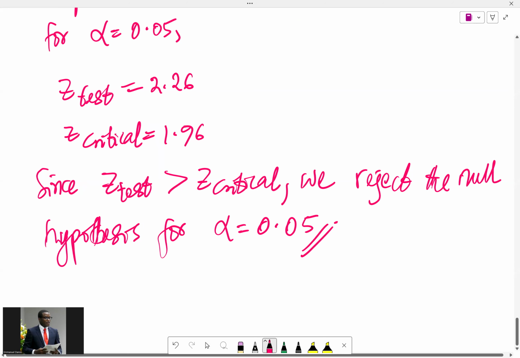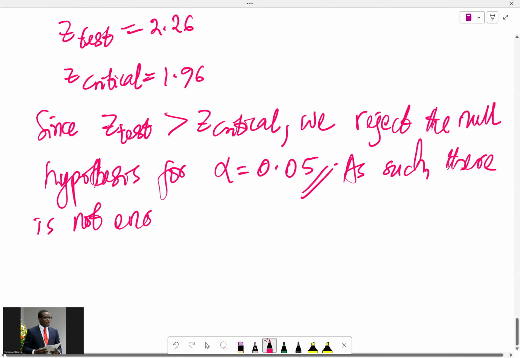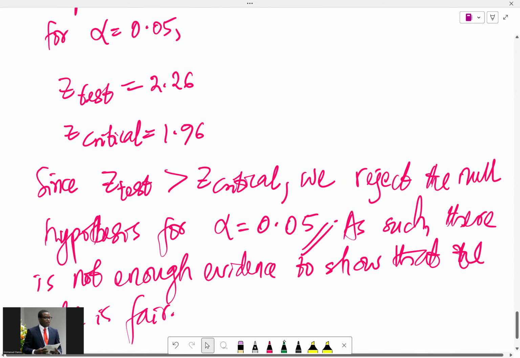As such, there's not enough evidence to show that the die is fair for this significance level. So we go for the other one.